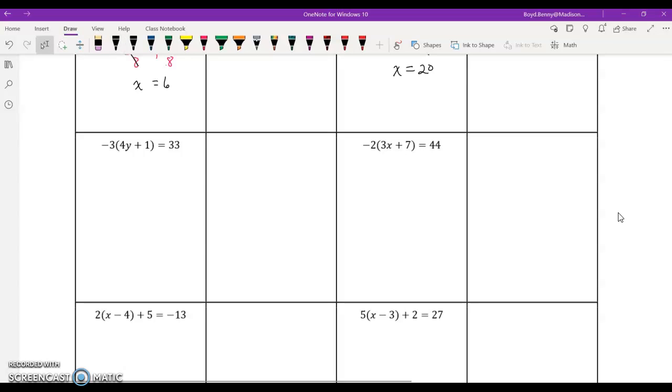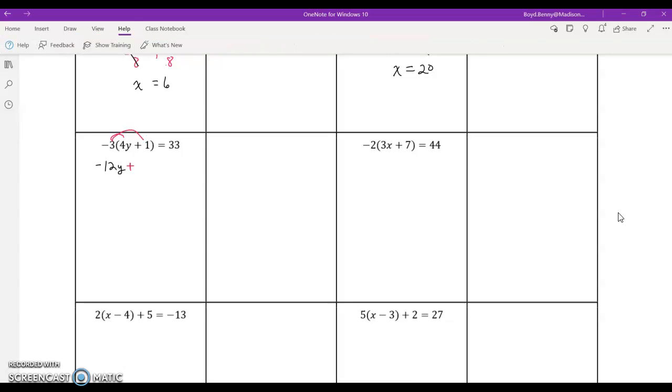Notice that I have a number butted up against a set of parentheses. In this problem, we're going to use the distributive property, so I'm going to multiply negative 3 times 4y, and that's going to give me negative 12y. And then we're going to multiply negative 3 times 1, and that's going to give us a plus negative 3, and that equals 33.